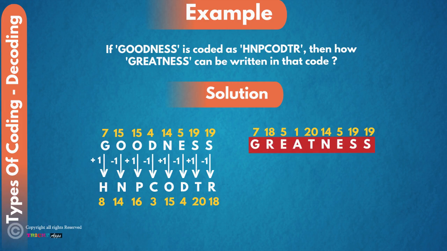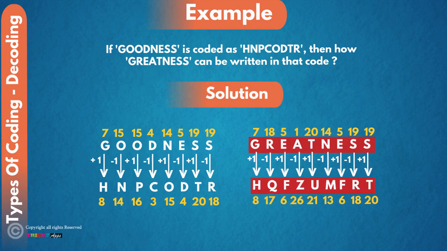We know the values of G as 7, R is 18, E is 5, A is 1, T is 20, N is 14, E is 5 and S is 19. Hence, adding 1 to G's value, we get 8, that is H. Subtracting 1 from R's value, we get 17, that is Q. Adding 1 to E's value, we get 6, that is F. Subtracting 1 from A's value, we get Z. Adding 1 to T's value, we get 21, that is U.